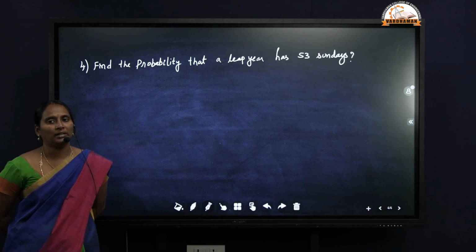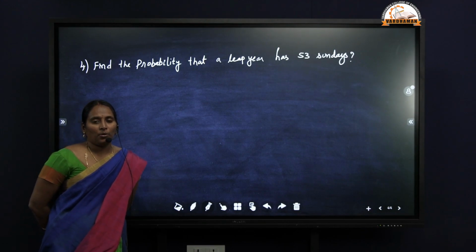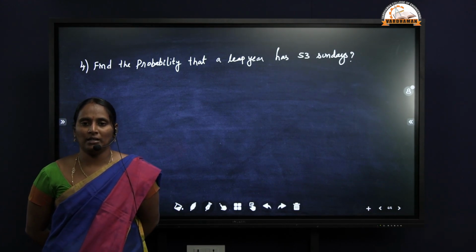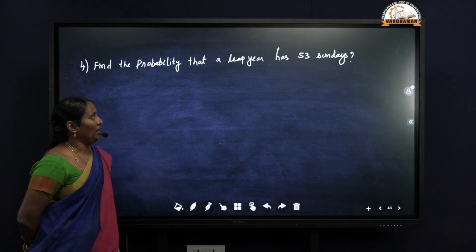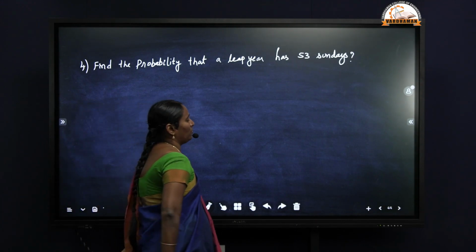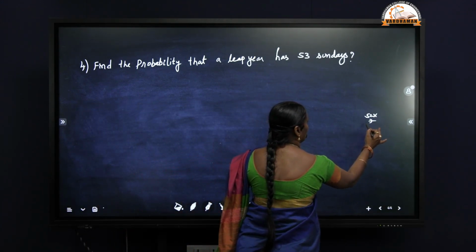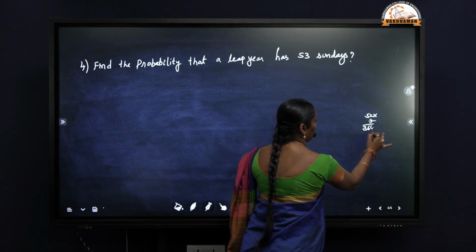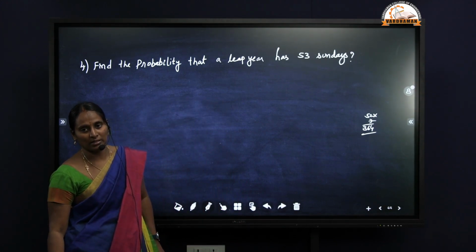Find the probability that a leap year has 53 Sundays. Before solving this problem, all of you know that an ordinary year has 365 days and a leap year has 366 days. So 52 weeks means, with each week having 7 days, 52 sevens are 364. Now the leap year has 366 days.